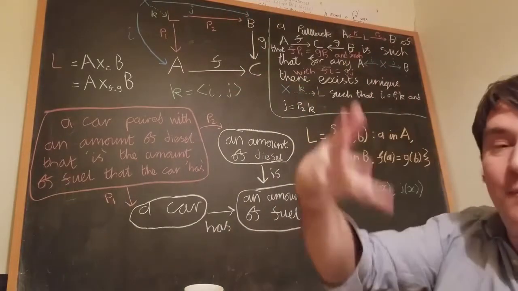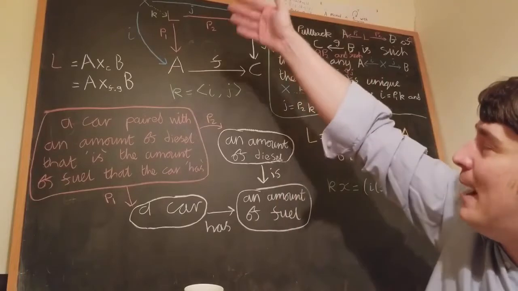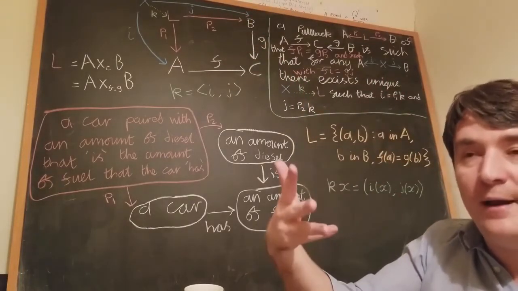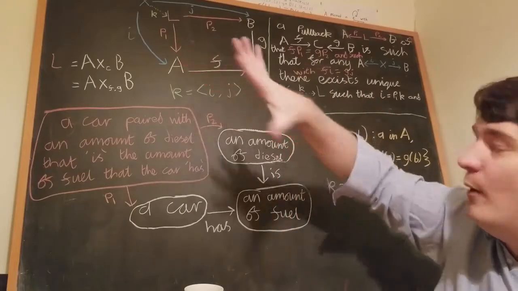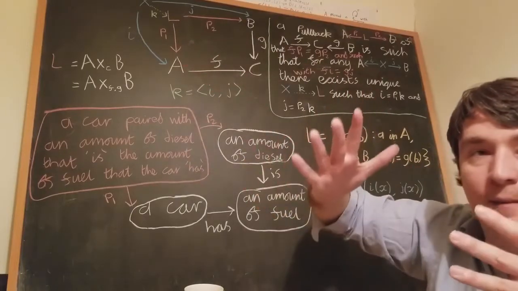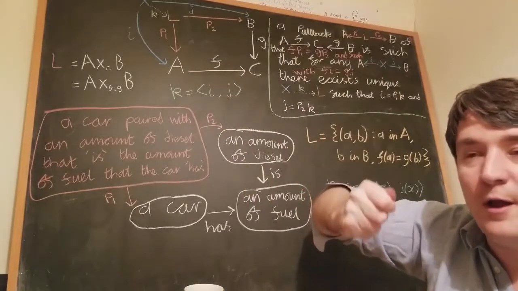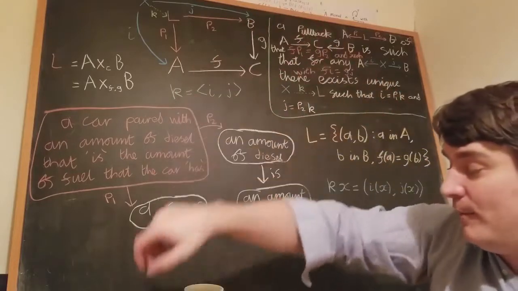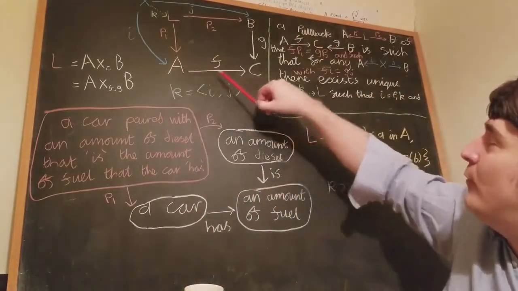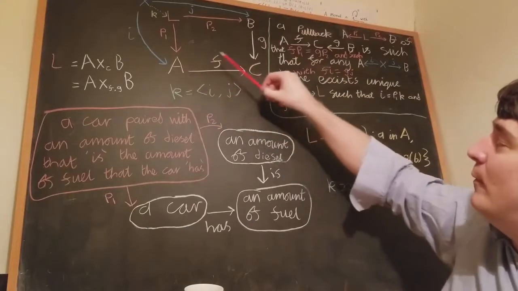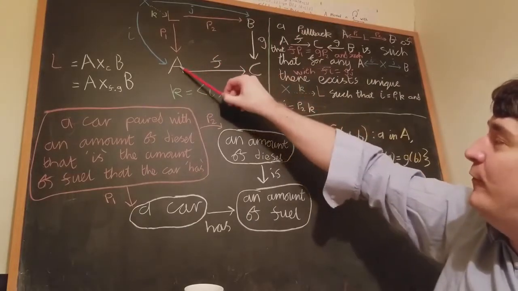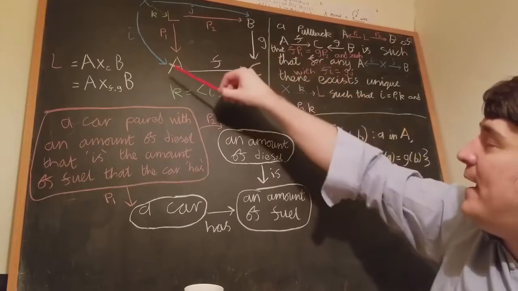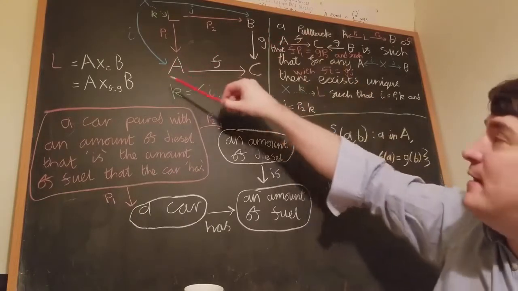So maybe the best way to start talking about pullbacks is to talk about what they are in the category of sets, because this is a setting where we can really get our hands on what's going on. So what does a pullback look like in the category of sets? Firstly, what does this corner look like in the category of sets? It's going to be a function f from set A to C and a function g from set B to C.